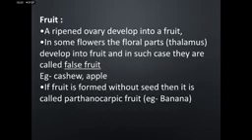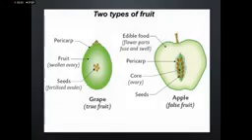If fruit is formed without seed, then it is called parthenocarpic fruit. Example, banana. In such cases, seed is not produced while fruit formation takes place. That means fruit is formed but seed is not produced.